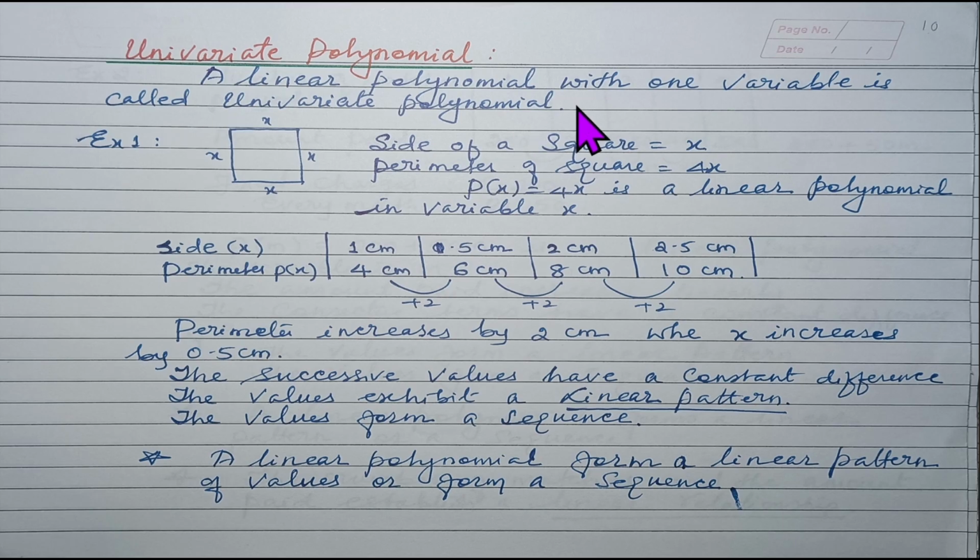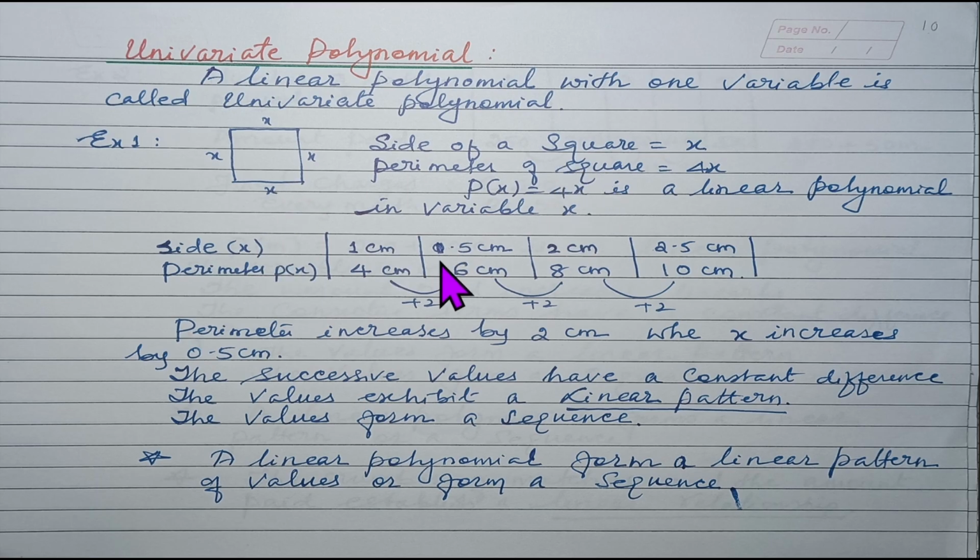Let us frame a linear polynomial first. We have a square of side x and the perimeter of the square is definitely 4x because the sum of four sides is perimeter. So perimeter of the square is 4x. That means we have a linear polynomial P(x) = 4x and it is a polynomial which gives us the perimeter. Rather, the perimeter is a function of x, which is the side of the square.